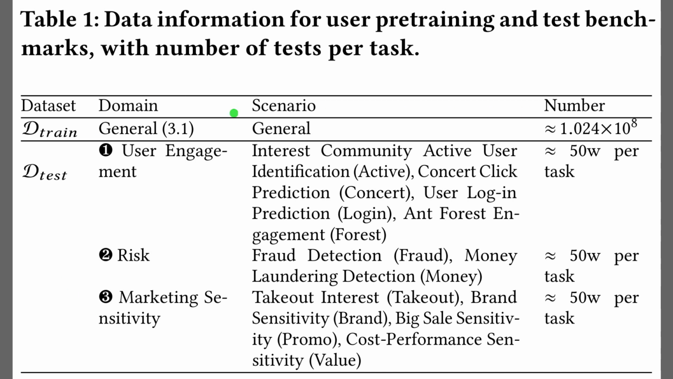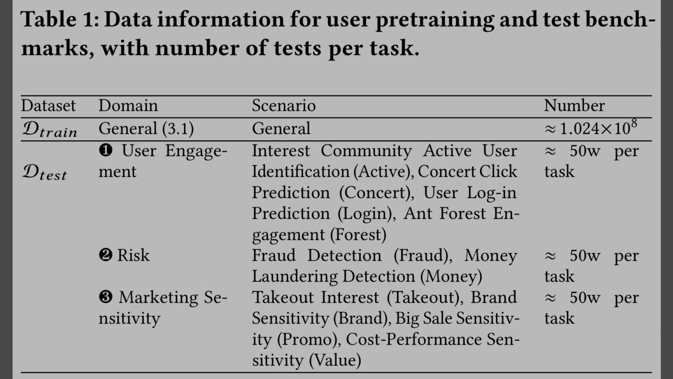Alright, following that pipeline, Table 1 breaks down the datasets used for pre-training and evaluation. The top row highlights the pre-training set, dtrain, which is massive, containing roughly 102 million samples. Below that, the test set dtest is organized into 3 domains: user engagement, risk, and marketing sensitivity. This covers 10 diverse scenarios, ranging from fraud detection to concert click prediction, with each task comprising about 500,000 samples to ensure statistically significant results.